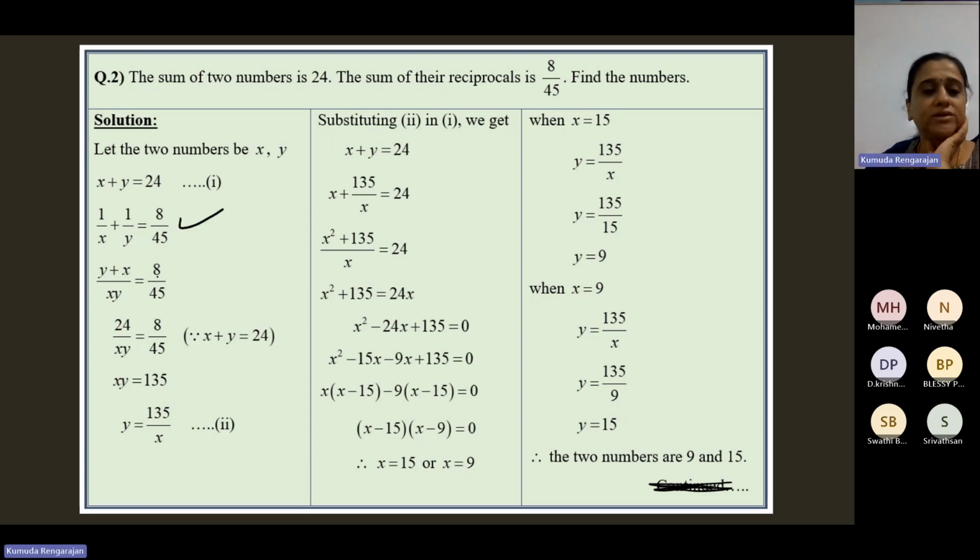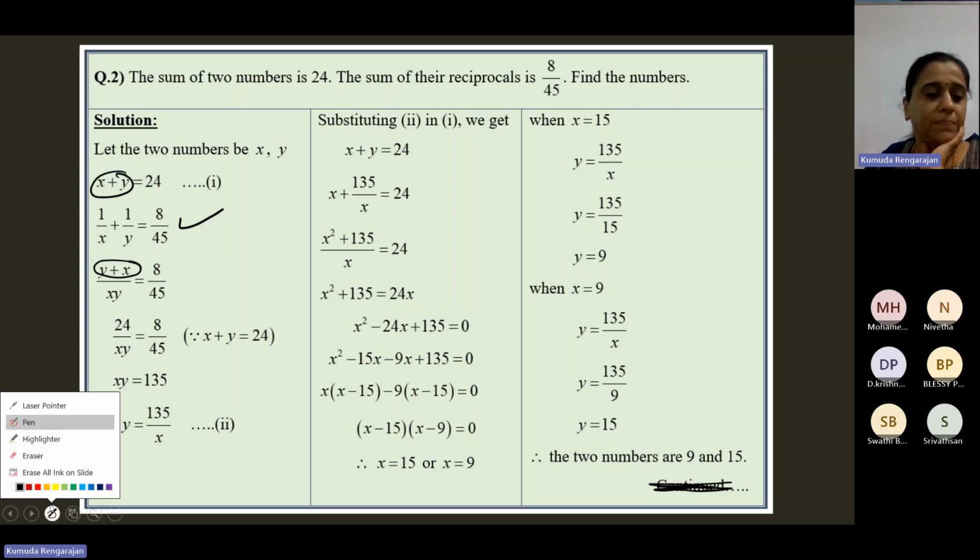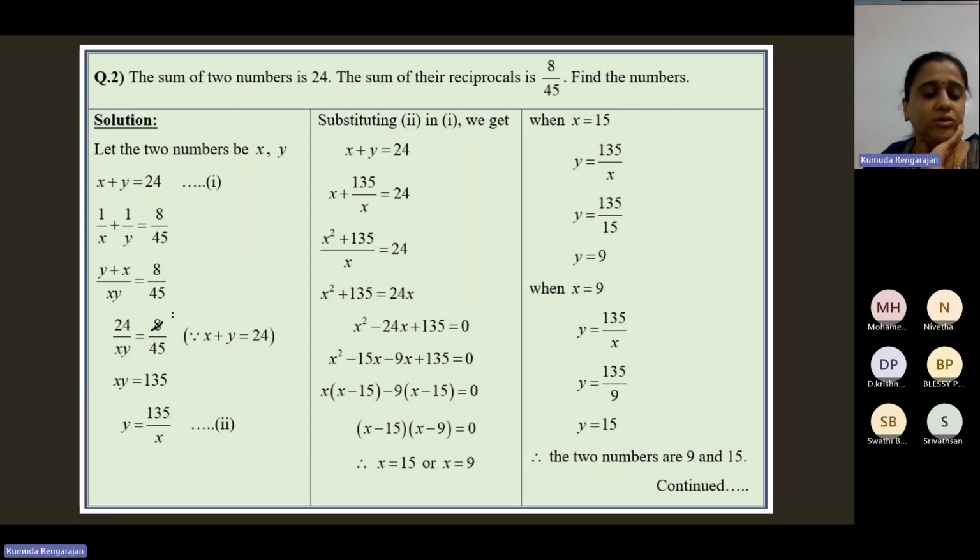In this equation, when you take the common denominator, x plus y is 24. You can substitute that. And then you can simplify here. So on cross multiplying, you get xy is equal to 135. So y is 135 by x, or x is 135 by y.